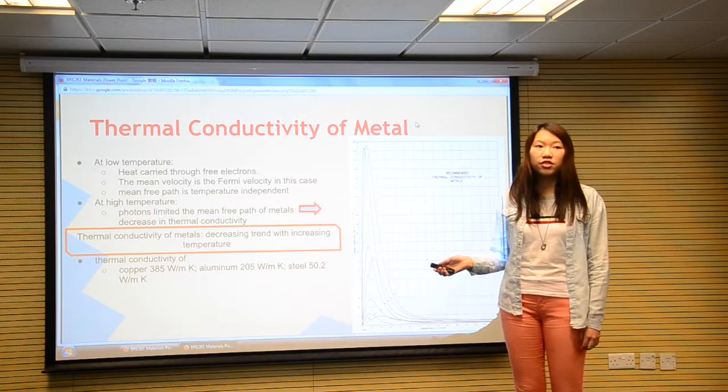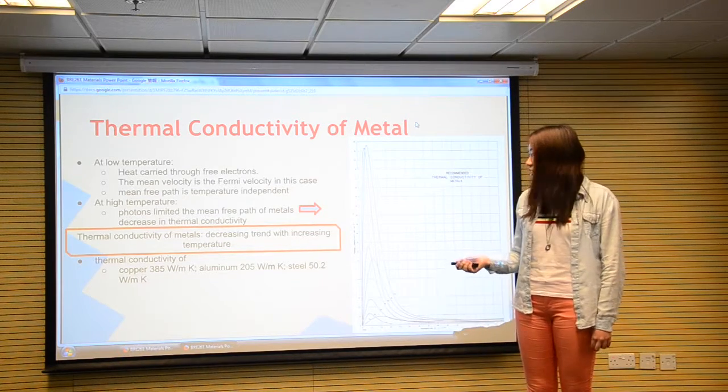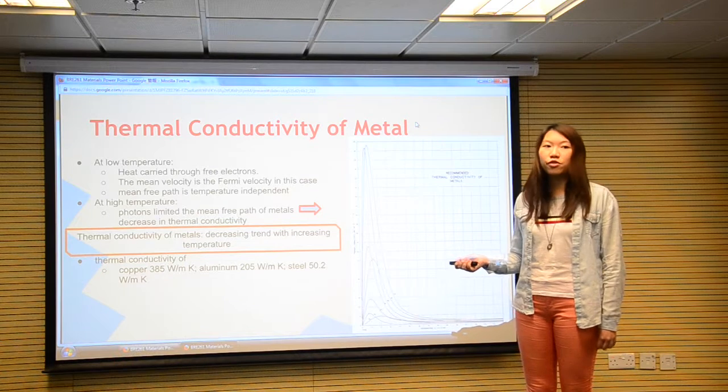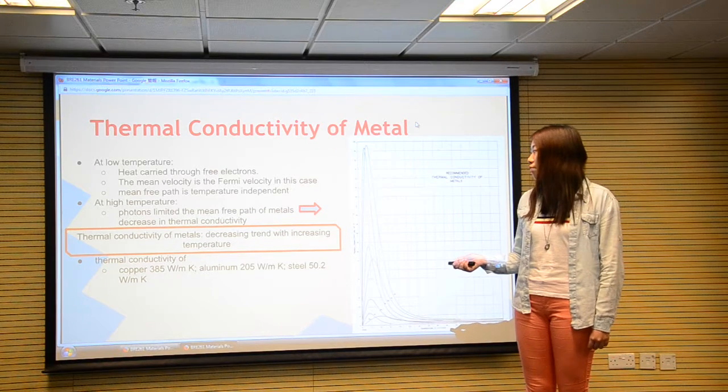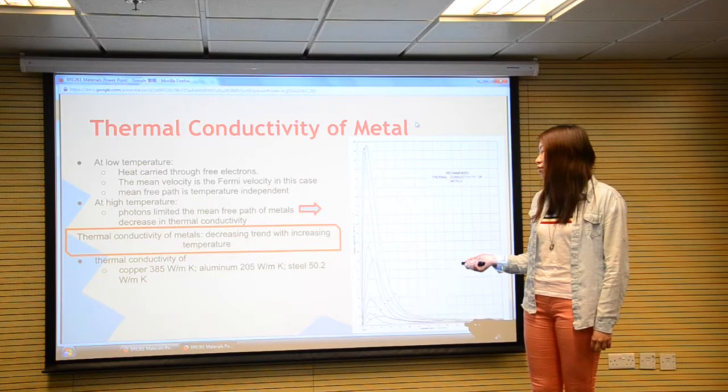And the thermal conductivity of copper is 385 watts per meter K, and aluminum is 205, steel is 50.2.